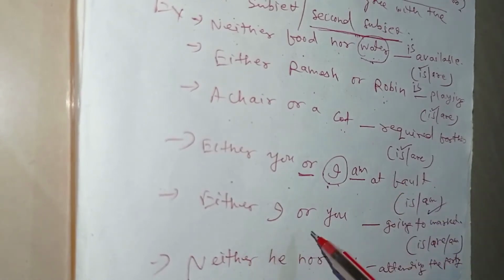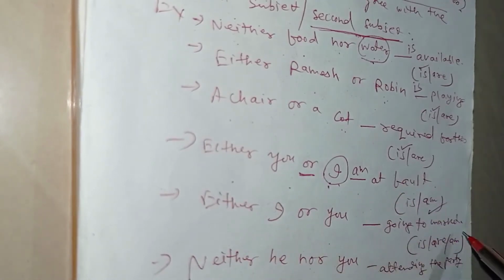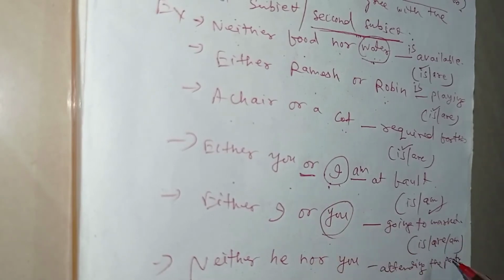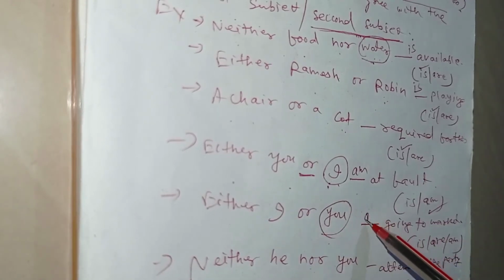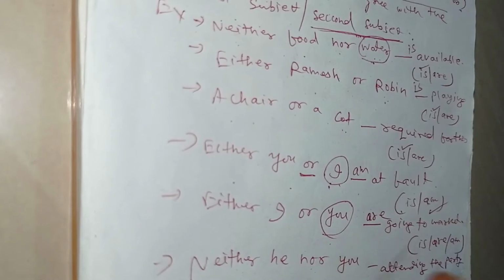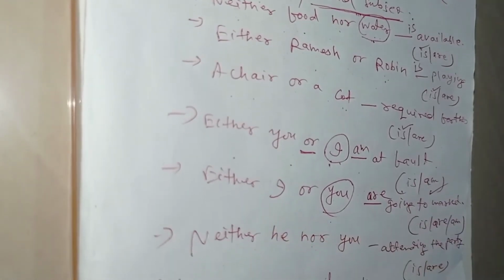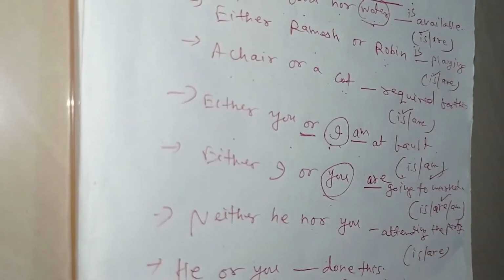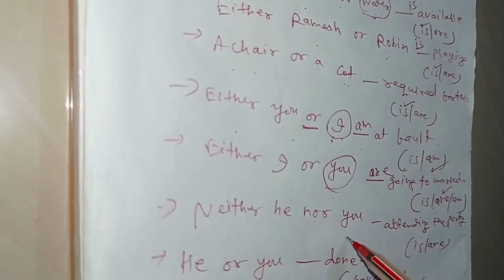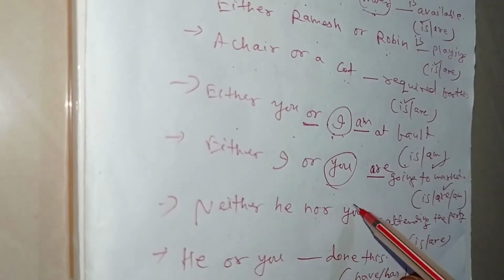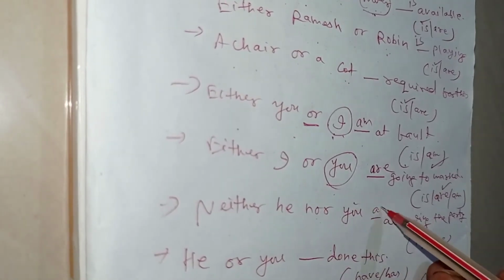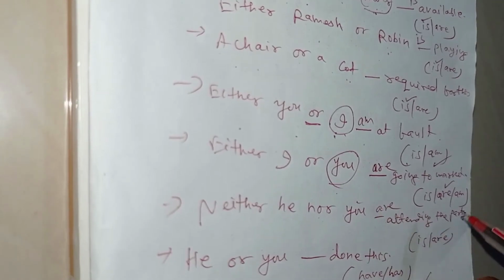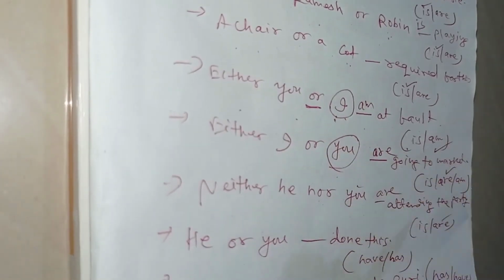Similarly, either I or you dash going. So after you, you have to use are. Are is correct. You should not write am here. Similarly, neither he nor you dash attend the party. So after you, you can use are very easily. So the rule is very clear for you.